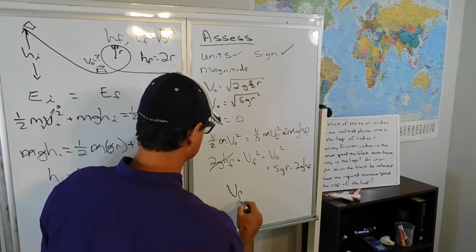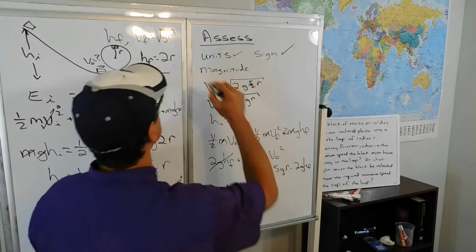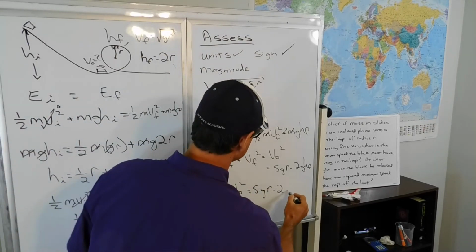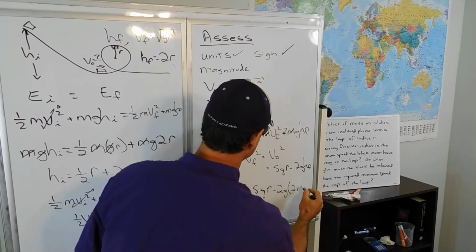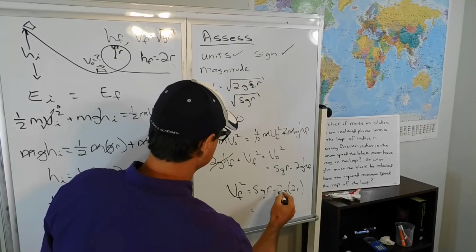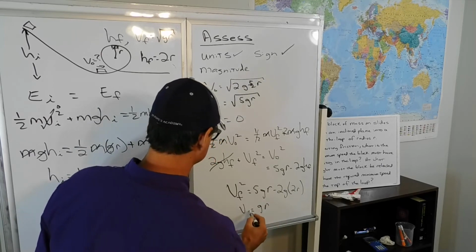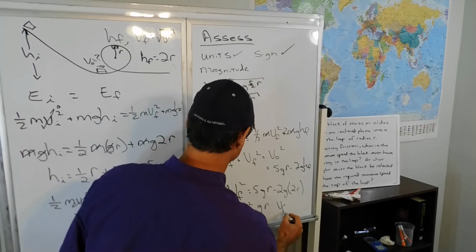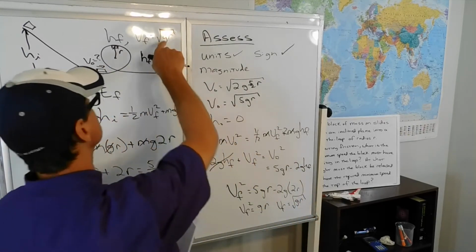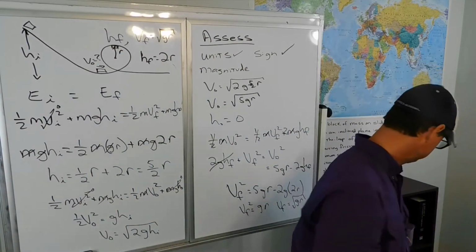So V final squared equals 5gr minus 2g H final, and H final is 2r. So this is 4gr. The 5gr minus 4gr is just gr. So V final, in this case, is the square root of gr, which is what we computed that it needed to be to barely make it around.